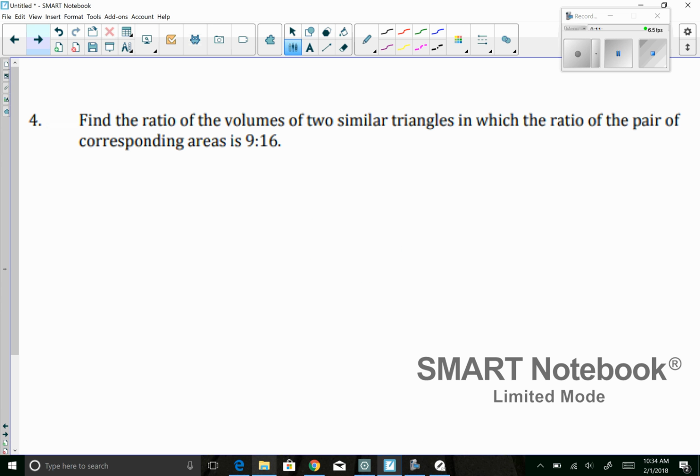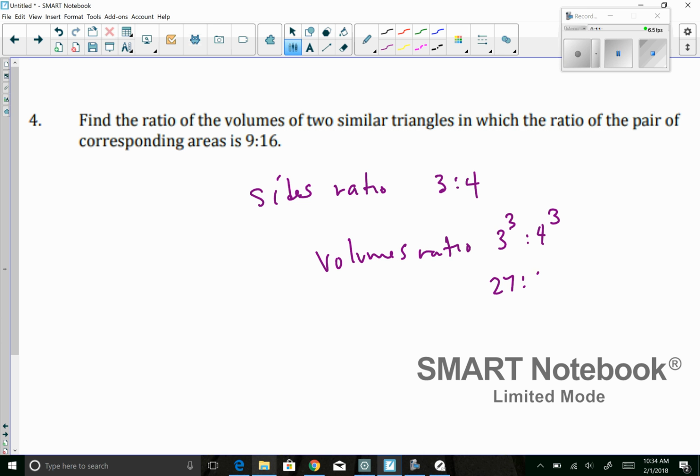Number 4 is kind of a tricky question. So it gives us the areas ratio and it wants us to find the volumes ratio. Well, I know that the volumes ratio is the sides ratio cubed, and I know the areas ratio is the sides ratio squared. So if I wanted to find the sides ratio, it would be 3 to 4, because 3 squared makes 9 and 4 squared makes 16, meaning the volumes ratio has to be 3 cubed, 4 cubed, or 27 to 64.